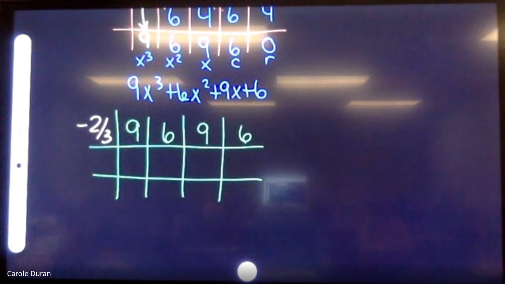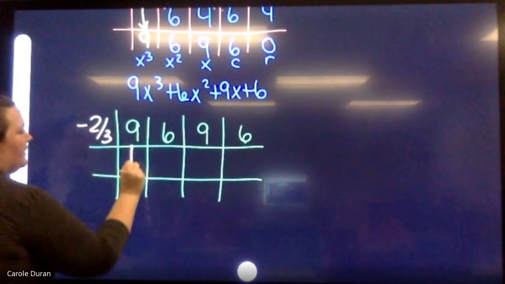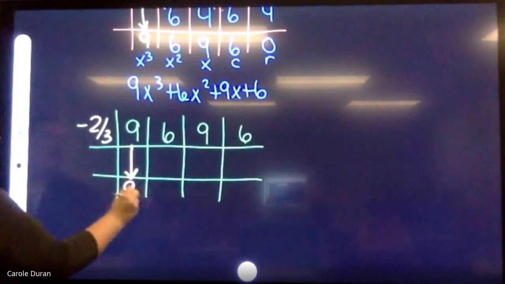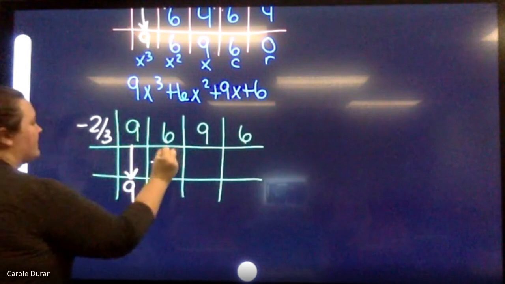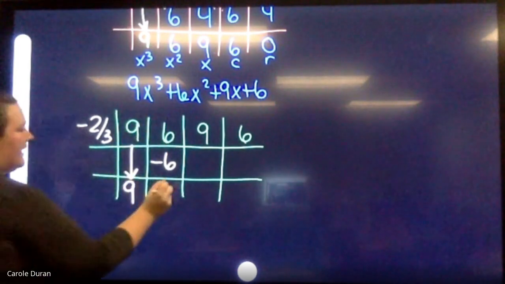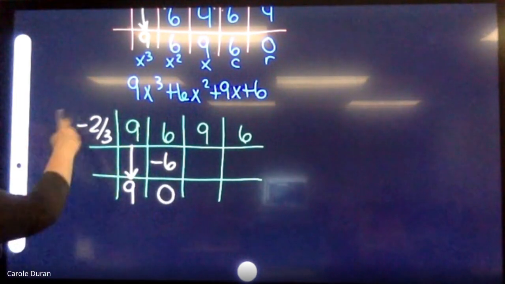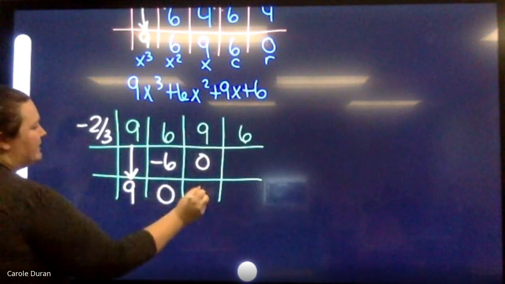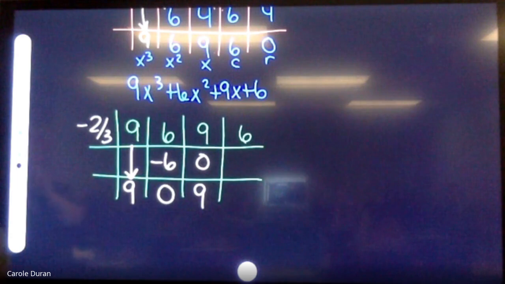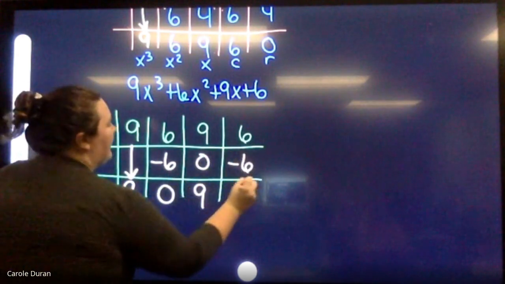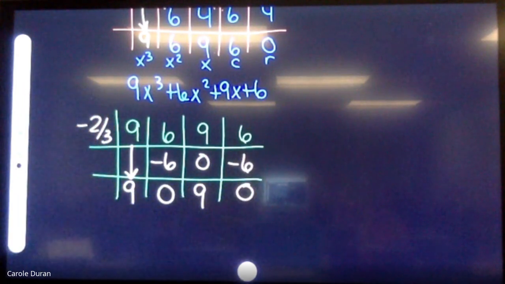This is the last example we're going to do today because I don't want to overwhelm you. So we drop the 9 straight down. 9 times negative 2 is negative 18, divided by 3 is negative 6. 6 and negative 6 is 0. 0 times that is 0. 9 and 0 is 9. 9 and negative 2/3 is negative 18 over 3, which is negative 6. And I got a remainder of 0. I think that's on purpose.